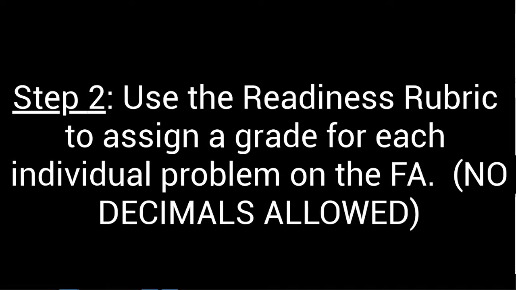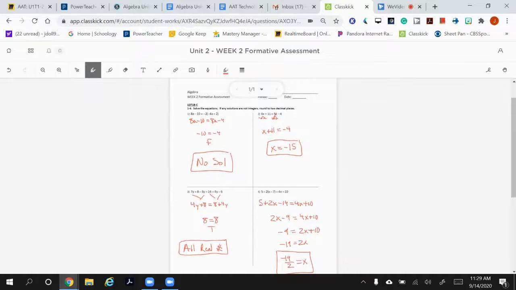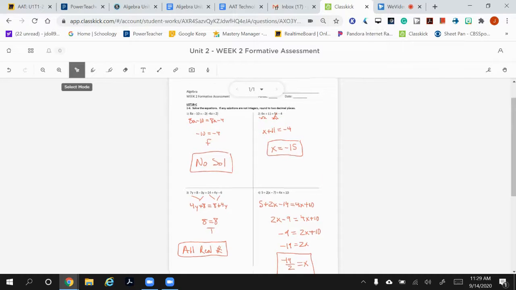Now, we're going to be using the readiness rubric that is in Schoology and the class information folder, which I have shown you a number of times in class. And I am going to be grading myself on a 3, 2, 1, 0 scale in terms of my confidence and my readiness if I saw the same exact problem on an actual test or a quiz.